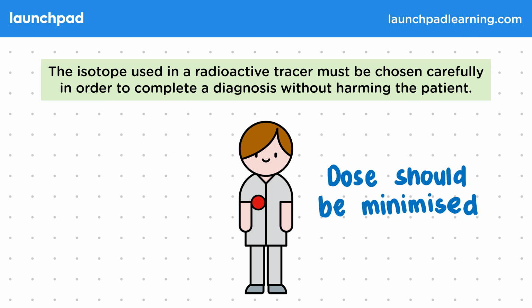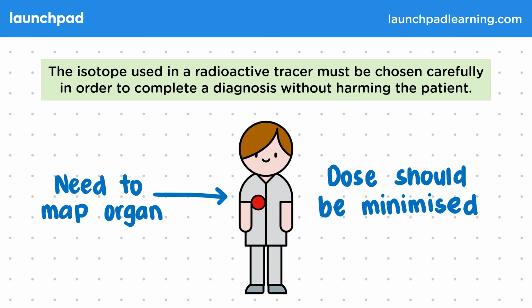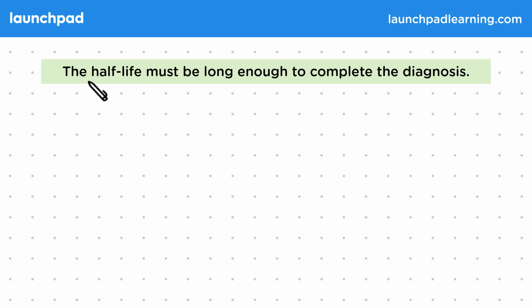The radiation must, however, be strong enough to detect, as we need to map the organ. So if the radiation can't leave the body and is too weak to detect, then this isn't possible. So what about the half-life of our tracer? Well, the half-life must be long enough to complete the diagnosis.